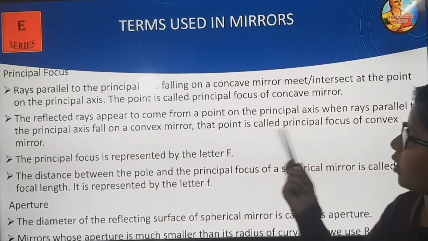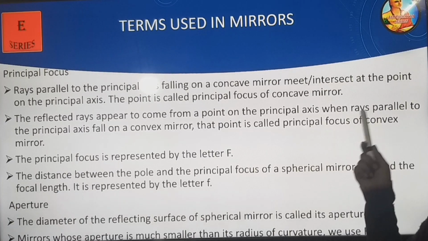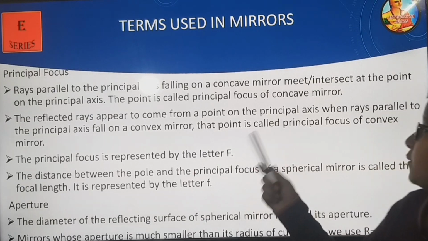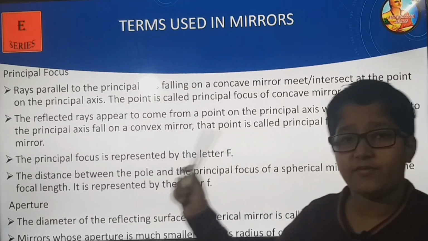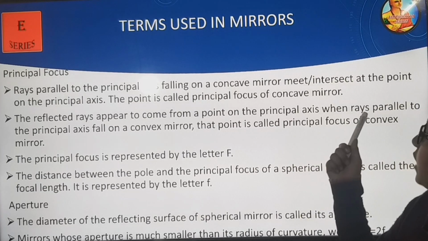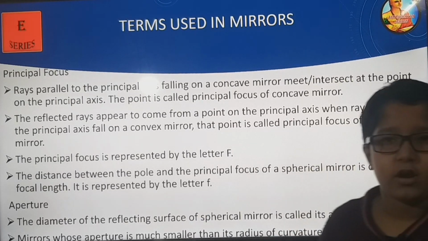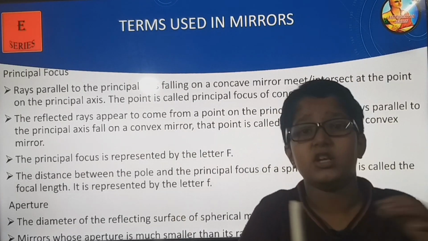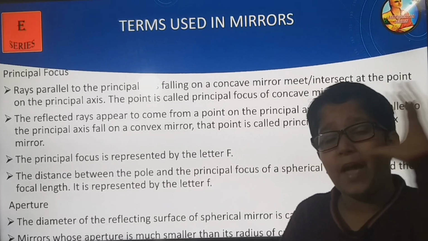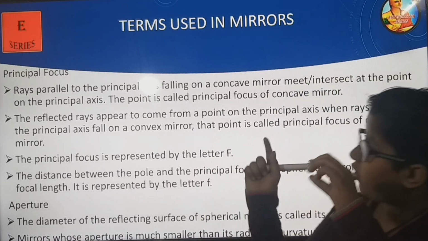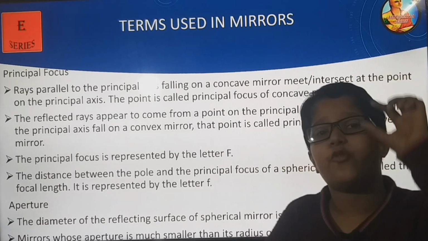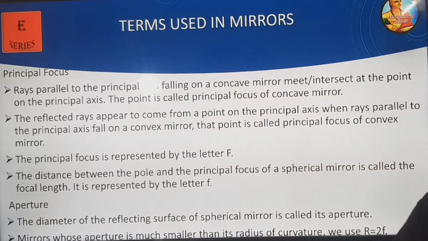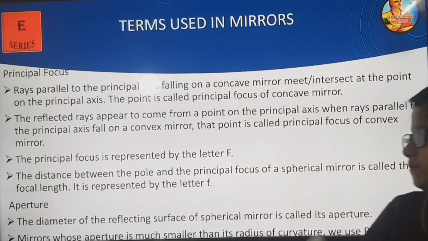For a convex mirror, the reflected rays appear to come from a point on the principal axis when the rays parallel to the principal axis fall on it. That point is called the principal focus of the convex mirror. Notice that it says appear, meaning it's not real. In a convex mirror the rays diverge out, which we will see in the simulation. At the virtual side behind the reflecting surface of the convex mirror, they form a point, the focus.